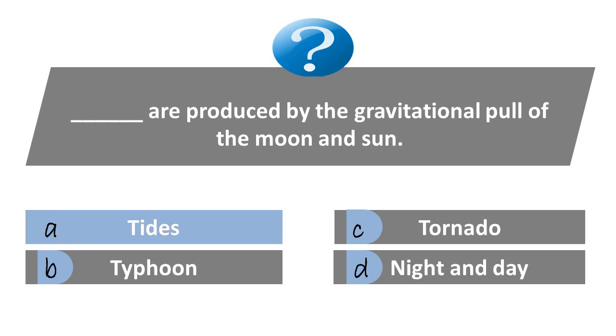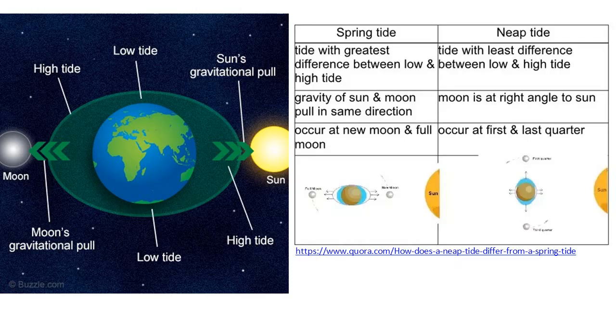Answer A. Tides. So tides are produced by the gravitational pull of the moon and sun. This is an illustration of how tides are produced. Para siyang lastiko na hinihila, kumbaga yung tubig ay naa-attract ng gravitational pull ng sun at saka ng moon. Pag nahihila siya malapit sa sun and moon, so you have high tide, at saka yung malayo naman sa sun and moon, you have low tide.